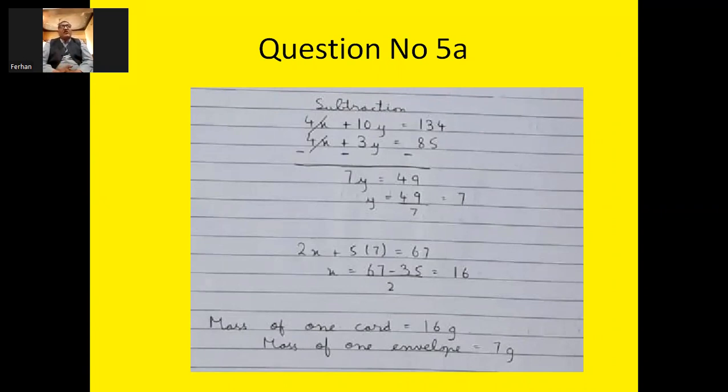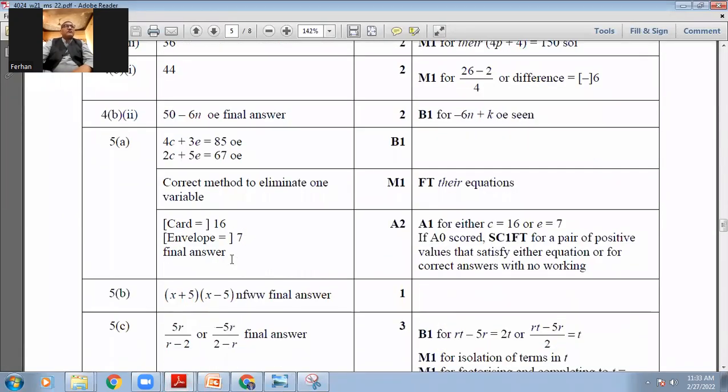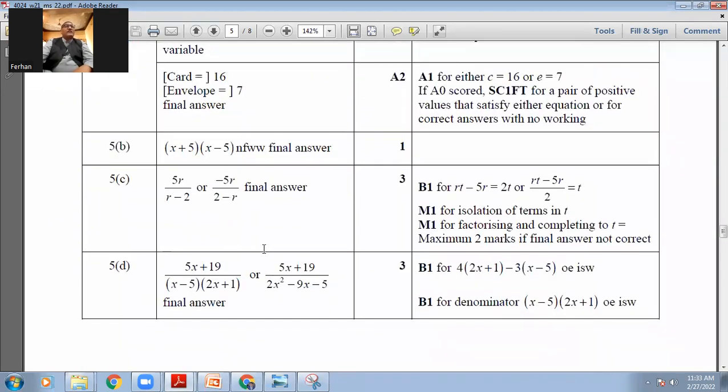So substitute the value y equals 7 in any of the above equations. So you will have 2x plus 5 into 7 equals 67, and that will be x equals 67 minus 35 divided by 2 equals 16. So the mass of 1 card is 16 grams and the mass of 1 envelope is 7 grams. I hope you understand. So let's have a look. 16 and 7 grams. Okay, let's check. Our answer is right, sir.